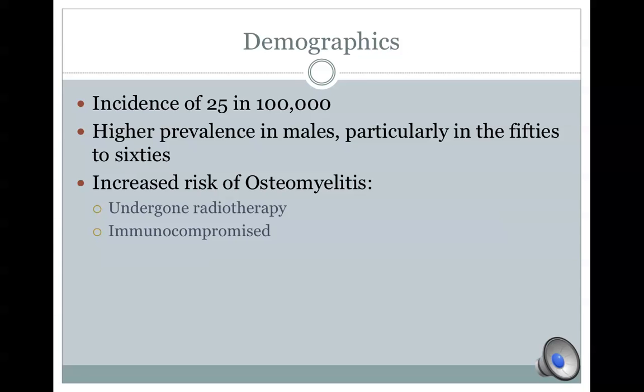Osteomyelitis is a rare disease with an incidence of 25 in 100,000. There's a high prevalence in males, particularly in their 50s to 60s. People who are at an increased risk include those who have undergone radiotherapy and the immunocompromised.